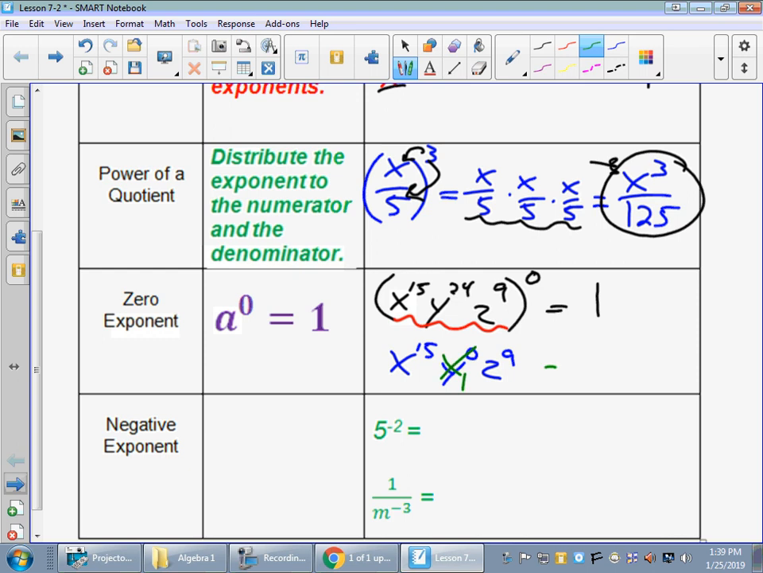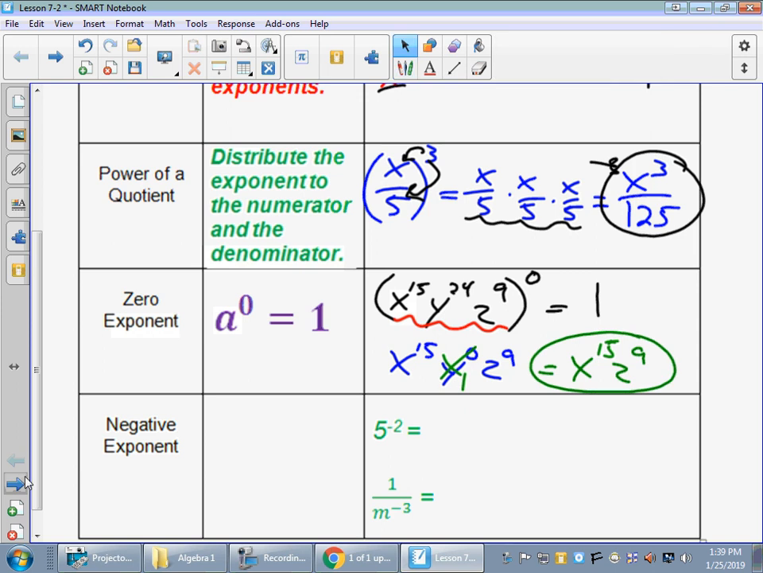Okay, so your answer here would still be x to the 15th, z to the 9th, because you'd have that 1 in there. So just be careful with your parentheses. But other than that, 0 power is pretty easy.